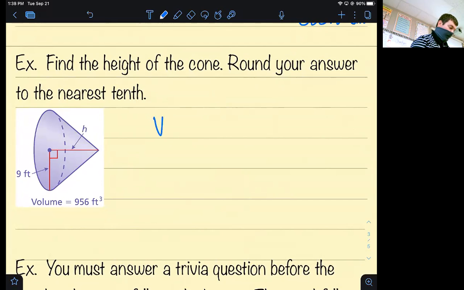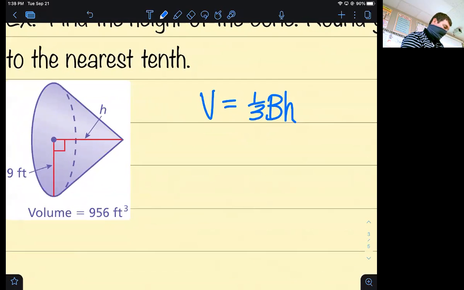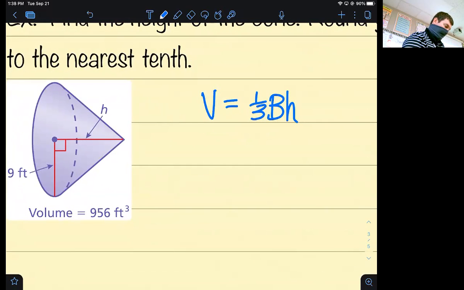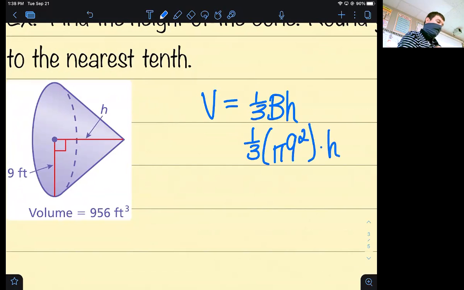So the cone formula requires this formula, 1/3 capital BH. And then I can plug in for capital B if I know the radius. Oliver, do I know the radius? What is it? 9. Okay, so 1/3 times pi 9 squared times h. I also know the volume. Oliver, what's the volume? Yep, that's given to us because we're not worried about finding volume. We're worried about finding the height.